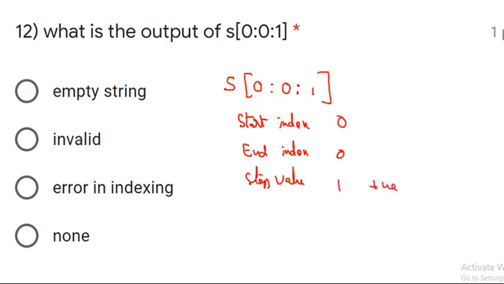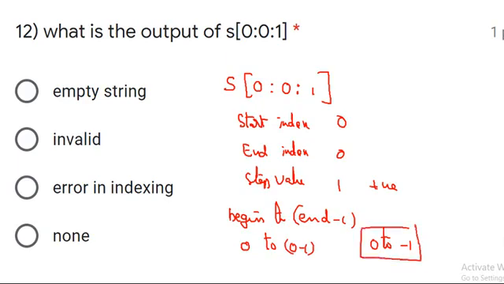So forward direction means how you will travel from begin index to end minus 1. So what is your begin? Your begin is equal to 0 to end minus 1. Your end minus 1 means end is equal to 0, 0 minus 1. So what happens? 0 to minus 1. So you have traveled from 0 to minus 1 in positive direction. Can you travel from 0 to minus 1 in positive direction?